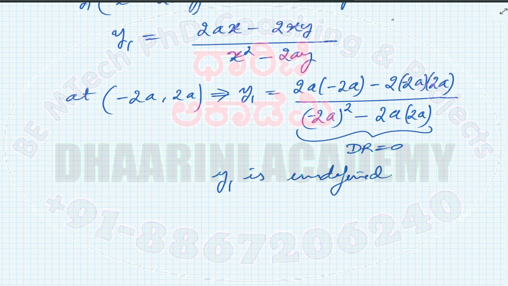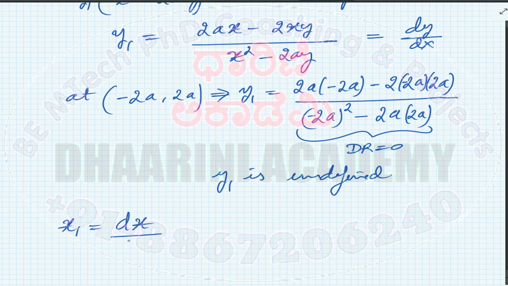So y1 is what? y1 is actually dy by dx. But what we actually need, I need to calculate x1 now. x1 is dx by dy. dx by dy is actually the inverse of this, right? So I can simply exchange the numerator and denominator of that equation to get this. Okay, it's a simpler way. You don't have to do any calculation.